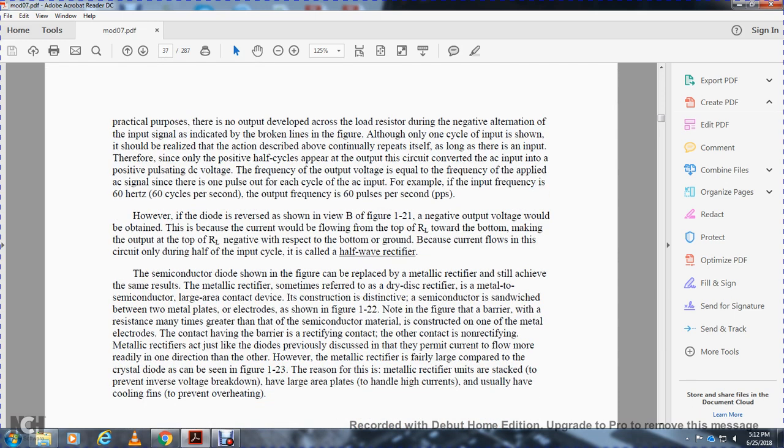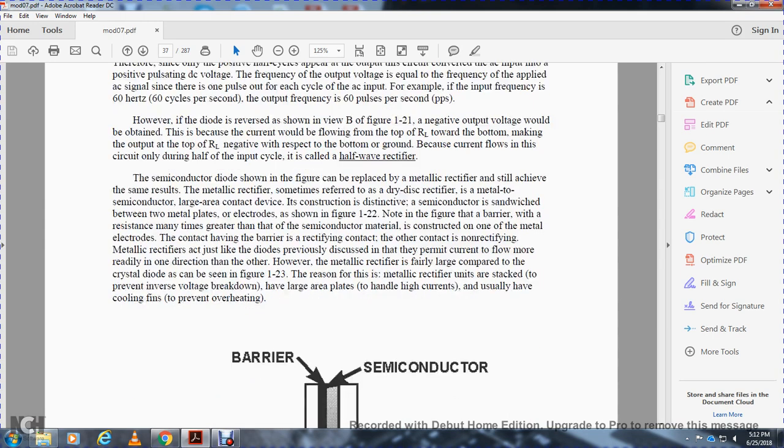However, if the diode is reversed, as shown in figure 121, a negative output voltage would be obtained, with the current flowing from the top of the load resistance to the bottom, making the top of the load resistance negative with respect to the bottom, the ground. Because current flows in the circuit during only half of the input cycle, it is called a half-wave rectifier.